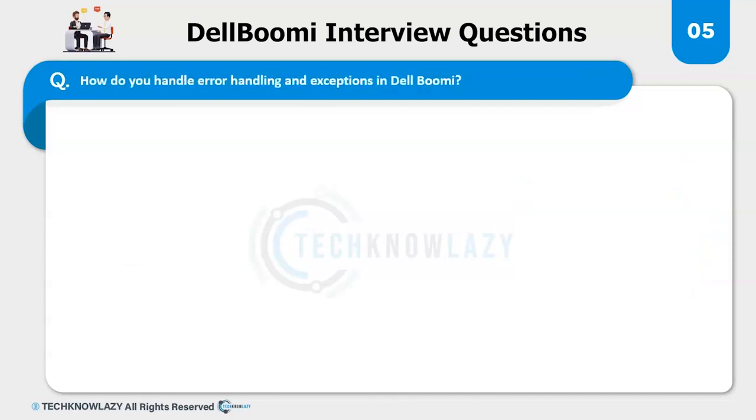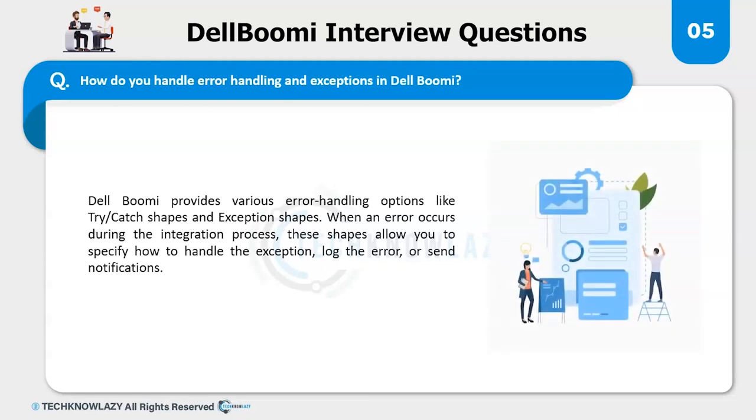Now the fifth question. How do you handle error handling and exceptions in Dell Boomi? The answer is, Dell Boomi provides various error handling options like try-catch shapes and exception shapes. When an error occurs during the integration process, these shapes allow you to specify how to handle the exception, log the error, or send notifications. So any programmer will have a basic understanding of how exactly try-catch works. It's like if or else, right? And similarly, you can also handle some exception handling techniques to take care of the exceptions.